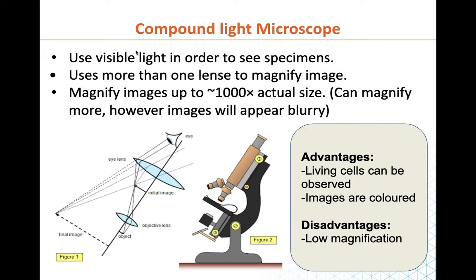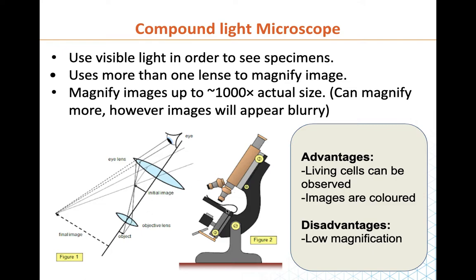All right, so first thing, the compound light microscope uses visible light in order to see specimens. So we use light to see specimens. Pretty obvious stuff. It uses more than one lens to magnify an image. So I have a lens down here and then another lens up here, which allows me to magnify an image way, way, way larger than what it could have possibly been.